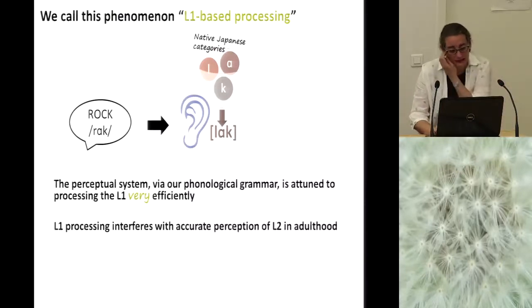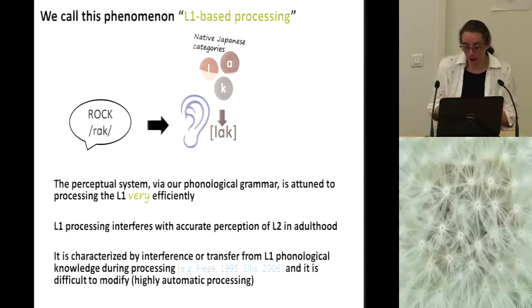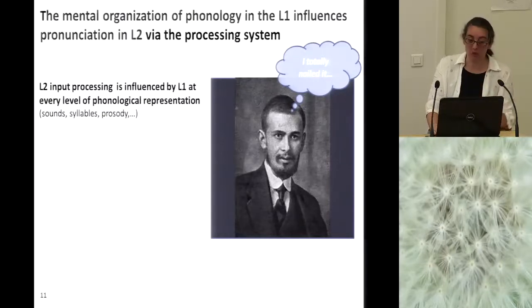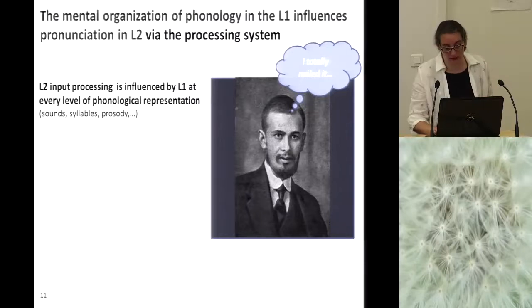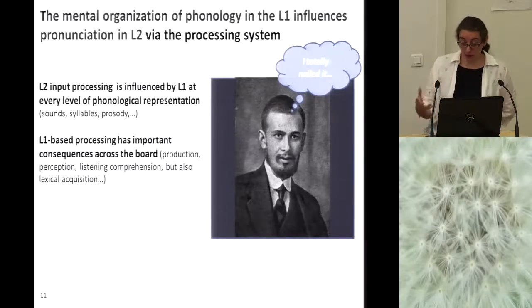And so this L1 processing is said to interfere with accurate perception of a second language in adulthood. And so generally, we can characterize this L1-based processing by interference or transfer from this L1 phonological knowledge during processing. And it's very difficult to modify later on, right? So once we have the L1 processing in place, when we are maybe 2 years old or very, very early in life, it becomes extremely difficult to inhibit it and to acquire a new way of processing speech. So the mental organization of phonology in the L1 influences pronunciation in L2 and perception via the processing system. So the L2 input processing is influenced by L1 at every level of phonological representation: sounds, syllables, prosody. And so it has important consequences across the board, right?